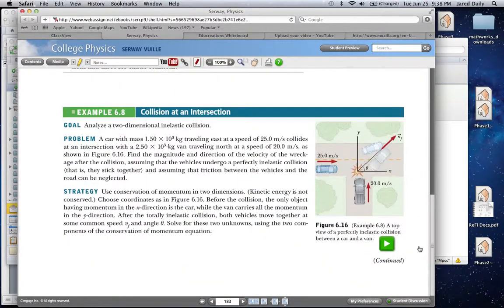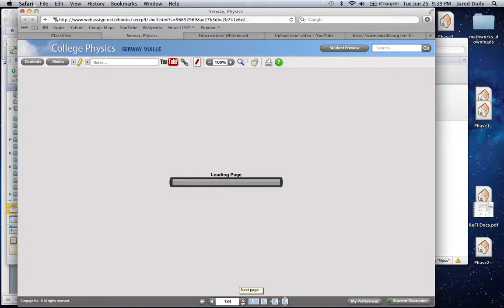So here is a collision at an intersection, and in this particular case we're going to have two cars colliding. They tell us their masses, they tell us their initial speeds and the directions, and then they want us to find the magnitude and direction of the velocity of the wreckage after the collision. Well, that would be nice, because if we find the magnitude of the velocity afterwards, then that'll tell us something about its momentum afterwards, right? And they're going to stick together. It's going to be a perfectly inelastic collision. They tell us in the problem. So let's go take a look.